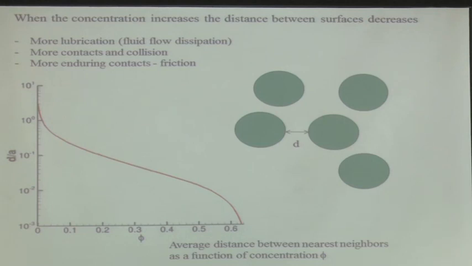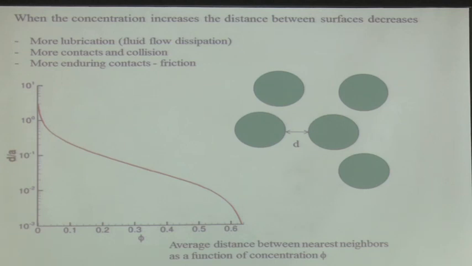Okay, so now I've been talking about hydrodynamic interaction. Now when the particles are coming closer, this is a plot where you see the distance between the two surfaces as a function of the concentration. At low concentration, the particles are very far away. This is d over the radius, so the distance between the surfaces is very big. But as you increase the concentration, the particles are coming closer, so that distance d is decreasing. And at some point it will be almost zero, and then you have contact.